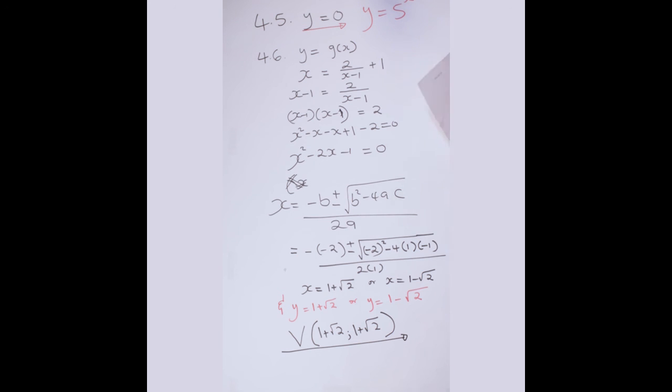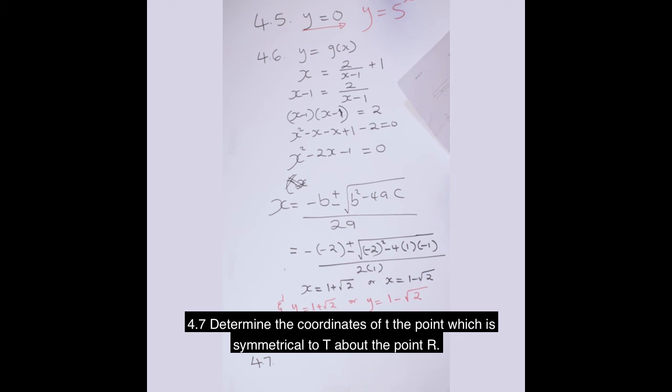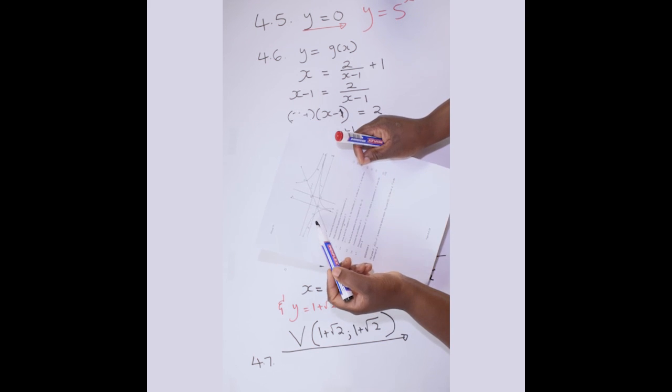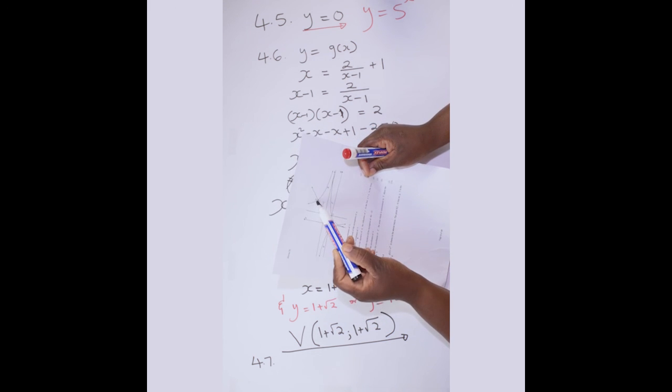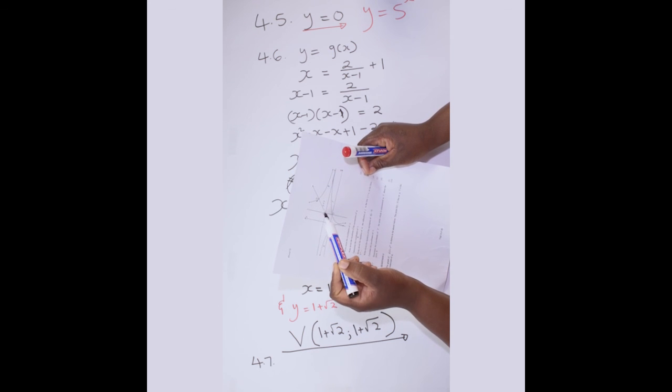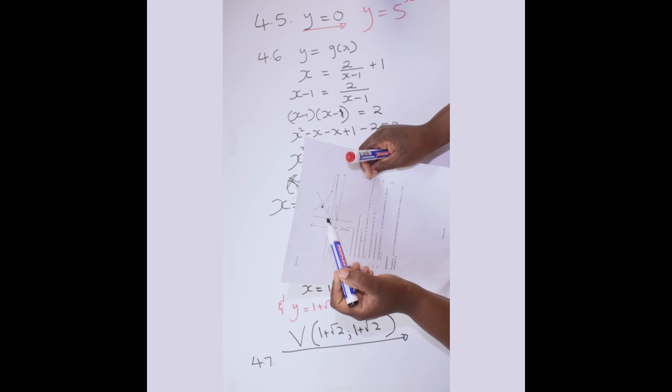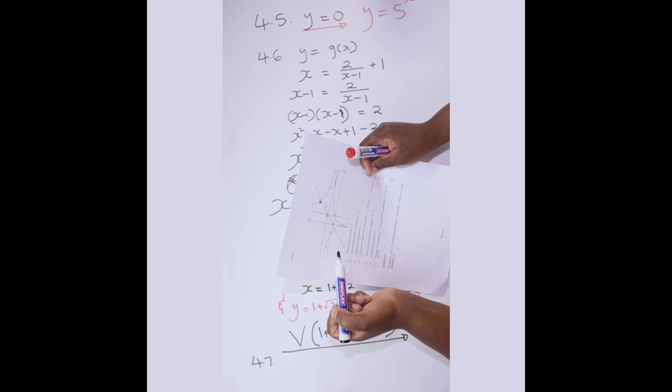Okay. The last question is 4.7. So 4.7 is another little bit of a trick, but with not much of a problem. Let's look at it. Determine the coordinates of T prime, the point which is symmetrical to T about the point R. Another way of saying it: if you look at point T, and point R is going to be in the middle, there's another point that is symmetrical, for which when we fold this, they will all be on top of each other. So that is the point we are looking for.